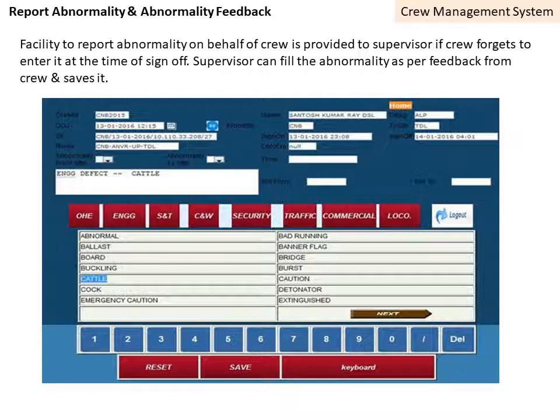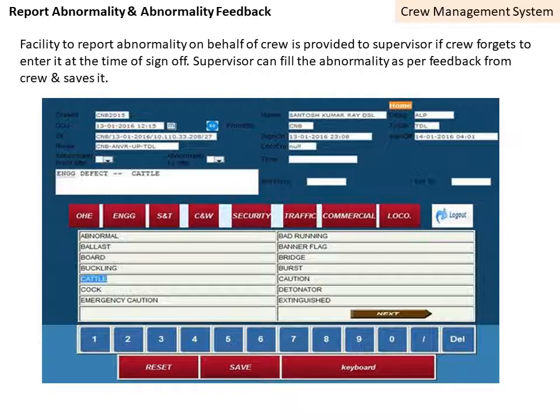The data will be fed by the loco pilot while signing off: OHE, engineering, S&T, C&W, security, traffic, commercial, loco. Whatever defect is there can be fed by the loco pilot or assistant loco pilot. Immediately the abnormality goes to the control office, to whoever is the concerned person, whether engineering, S&T, and they can correct the data.